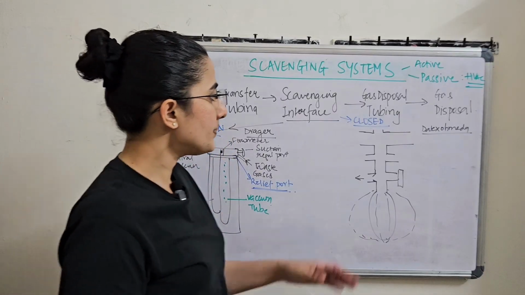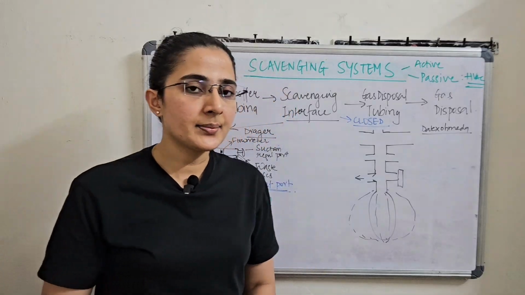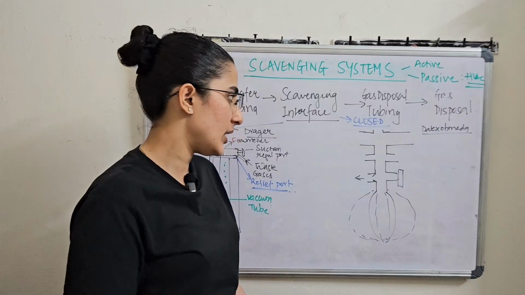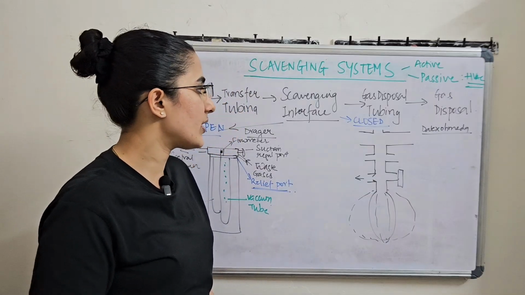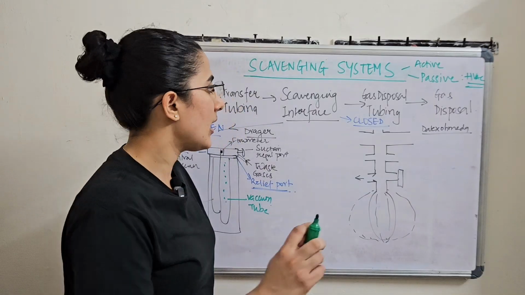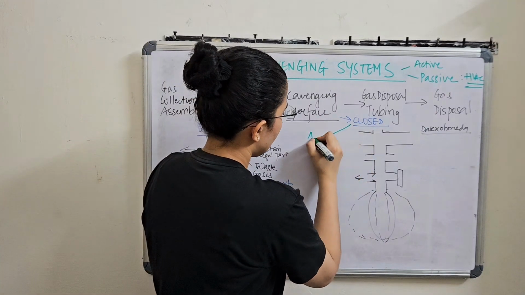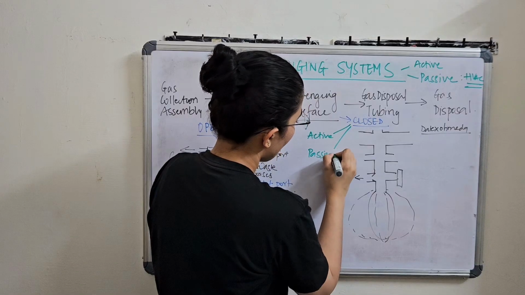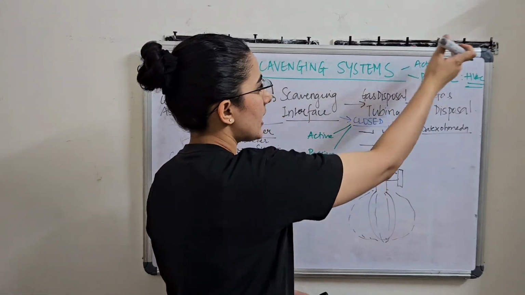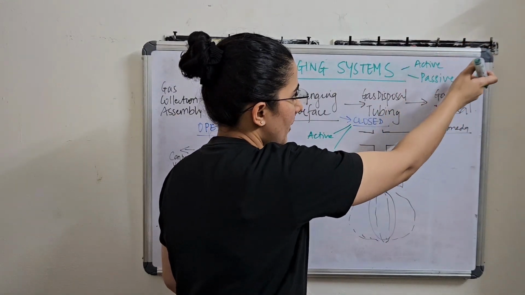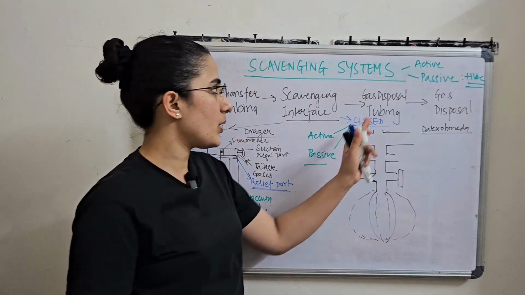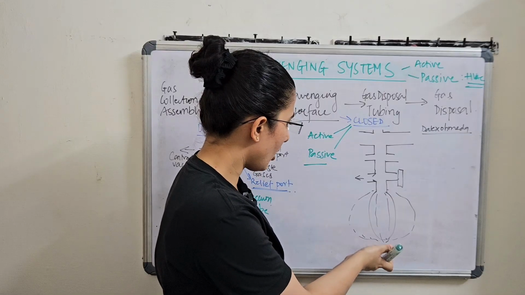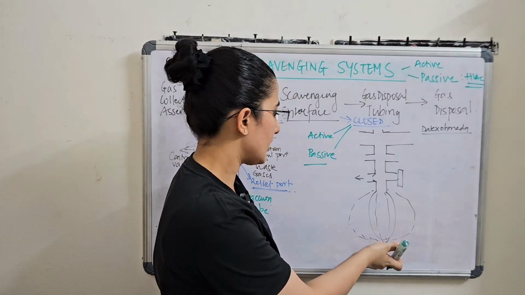Now let's see the closed scavenging interface. It is seen in Datex Ohmeda machines. In a closed scavenging interface, there are again two types, an active type and a passive type. As I said before, the systems are classified into active and passive based on what is driving the suction. This is a brief diagram of what an active system looks like.